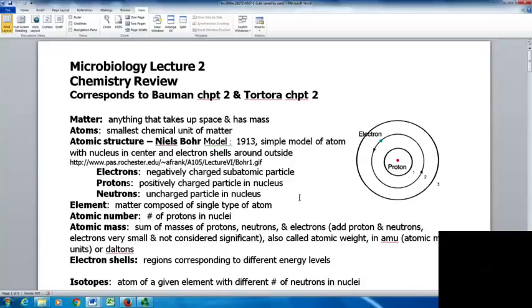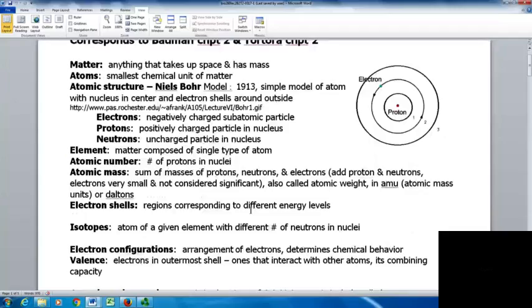Your element is going to be matter composed of a single type of atom. When you look at the periodic table, the symbol, which is represented by letters in the box, is going to represent the element. Your atomic number is going to tell you the number of protons in the nucleus. Your atomic mass is the sum of the mass of the protons, neutrons, and electrons. To get this number, you add the protons and the neutrons. The electrons are very small, so they're not considered a significant contributor or added in there. This is also called the atomic weight, and it's in AMUs or atomic mass units. These units are also known as Daltons.